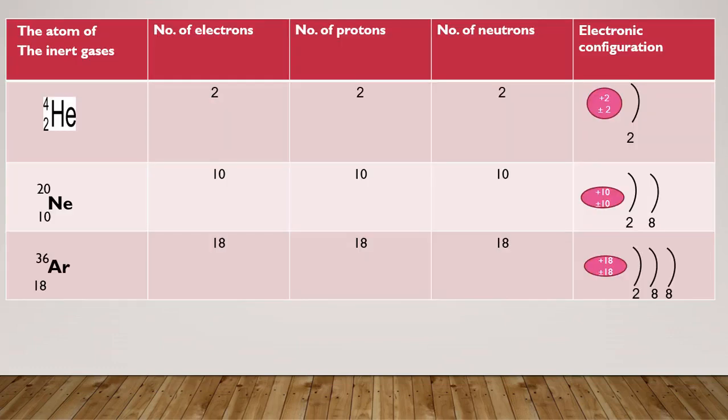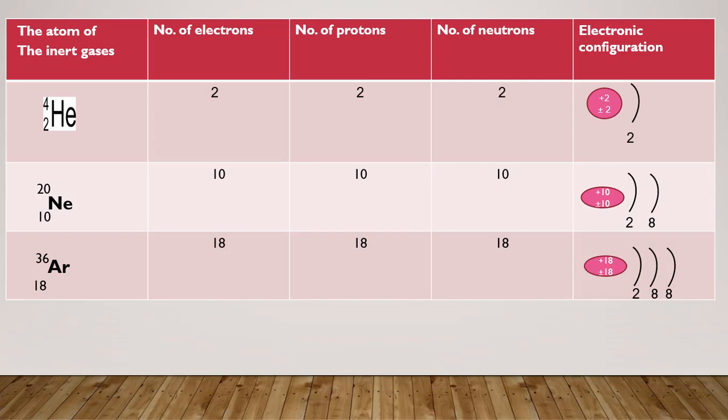For example, here I have helium, which is the first noble gas. It contains 2 electrons, so the energy level K contains 2 electrons and it's completely filled. Neon contains 10 electrons, and by doing the electronic configuration 2, 8, we have the energy level L completely filled by 8 electrons.